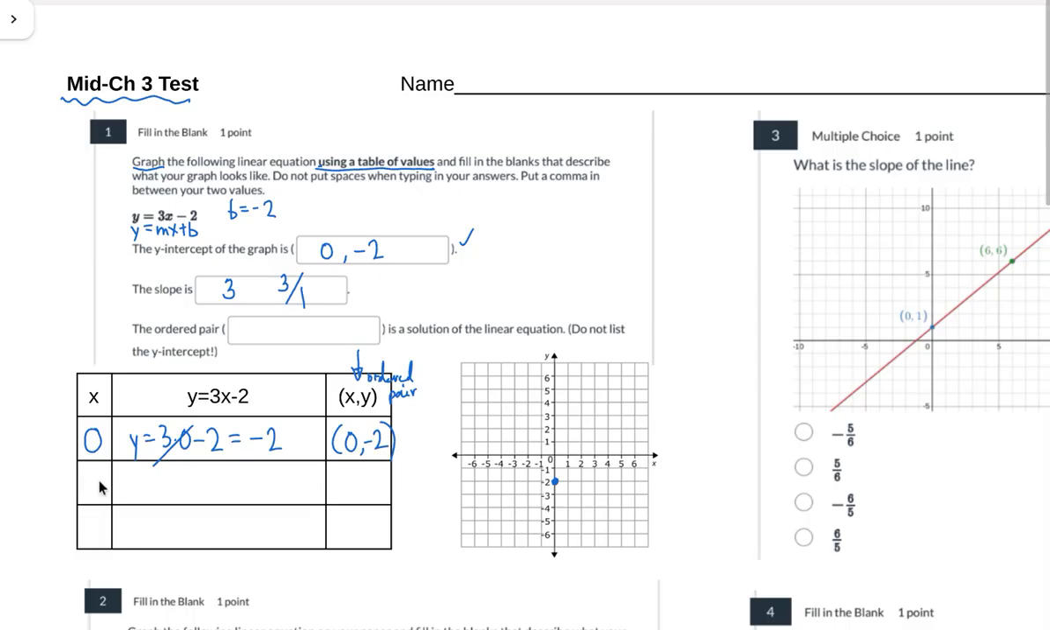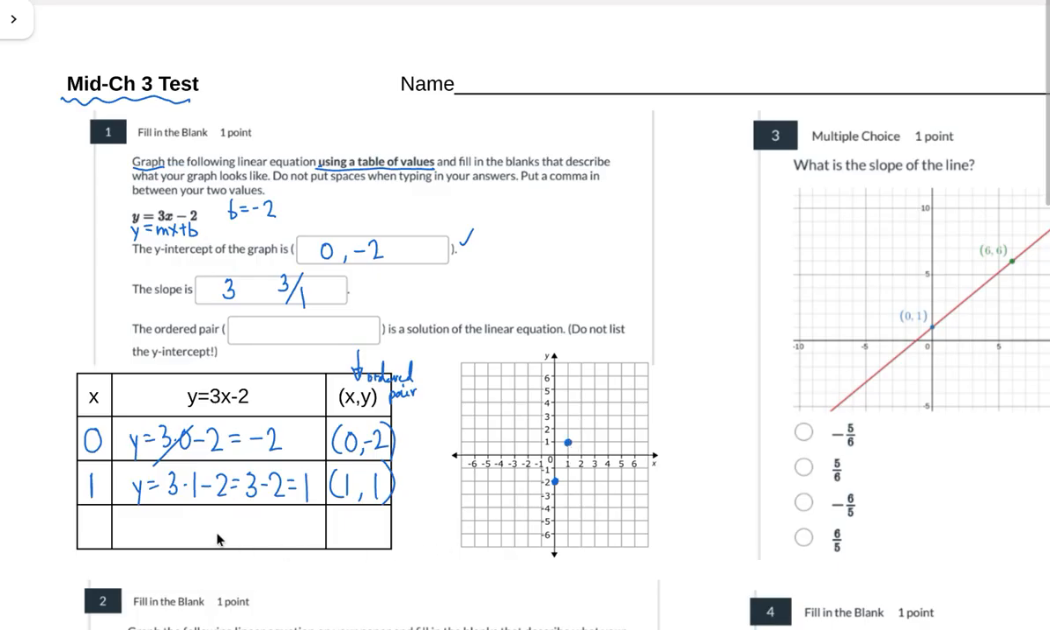Then I want to pick another number. I'm going to go ahead and choose 1. So I would say y equals 3 times 1, that's where the x is, minus 2. So that is 3 minus 2, which equals 1. So that ordered pair is (1, 1), because we're choosing the x value and then the y value that corresponds with it. So if I were to plot this point, that would be (1, 1). So I'd go over 1 and up 1.